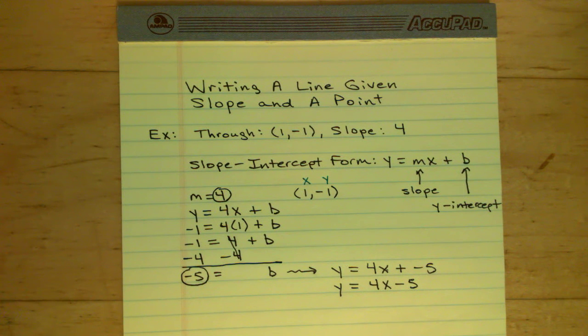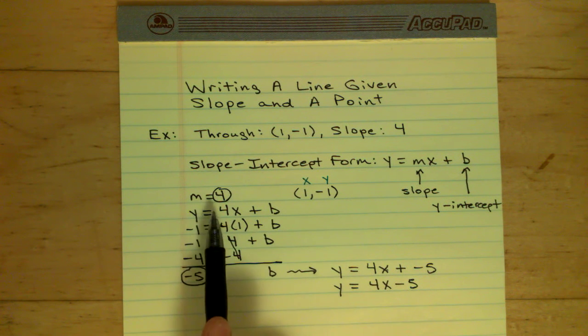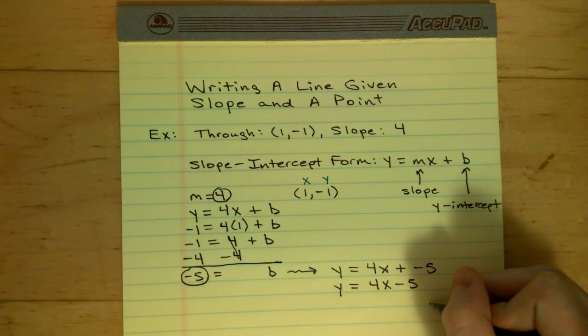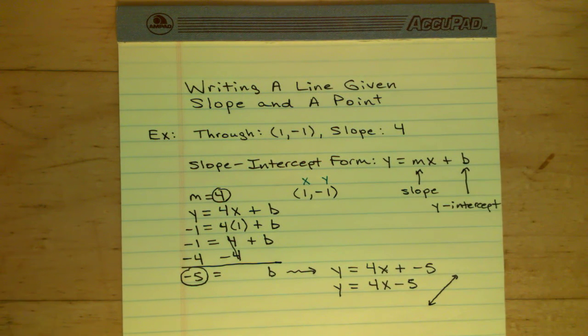And that's going to be the equation of the line that's actually going to run through the point (1, -1). And it's going to have a slope of 4, which is going to be a positive slope. So your line is actually going to kind of look like this. Okay, so that's writing a line given the slope and a point.